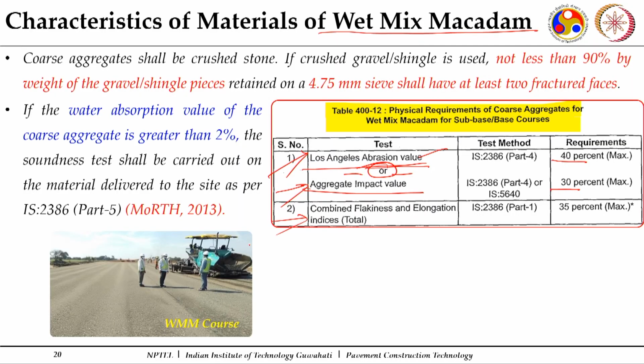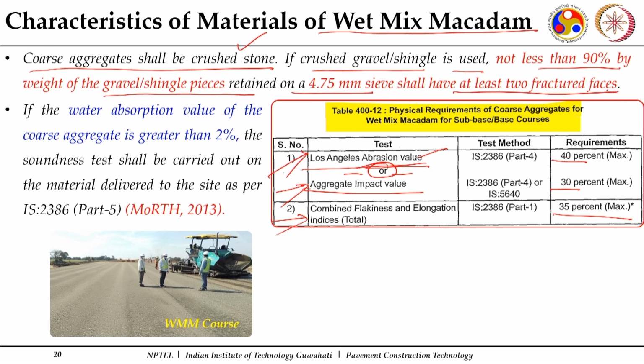Then there is this combined elongation and flakiness index for the material to be used in the wet mix macadam, which is used as your base courses, and it says that the combined elongation and flakiness index should be less than 35%. And what materials can be used? The most preferred is crushed stone aggregates. If crushed gravel and shingles are used, not less than 90% by weight of the aggregates retained on 4.75 mm should have at least 2 fractured faces.